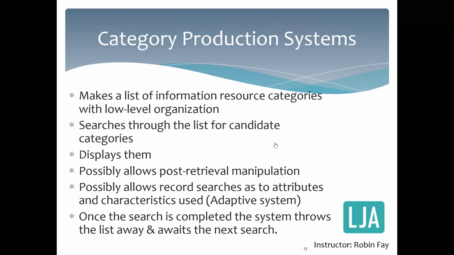Category production systems make a list of information resource categories with a low-level organization. And then when you search, you have to search the list for the candidate categories. It is possible to do some post-retrieval. After you have pulled up the list of your categories, usually there's a way to group or organize them together, and it does allow you to search across those characteristics and attributes. This is a really old school way of thinking about searching, where you do this search on the fly, it searches through your categories and puts them together, and then it gets dumped along the way.